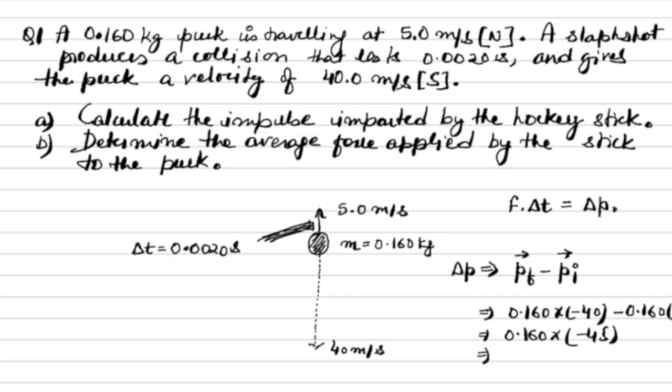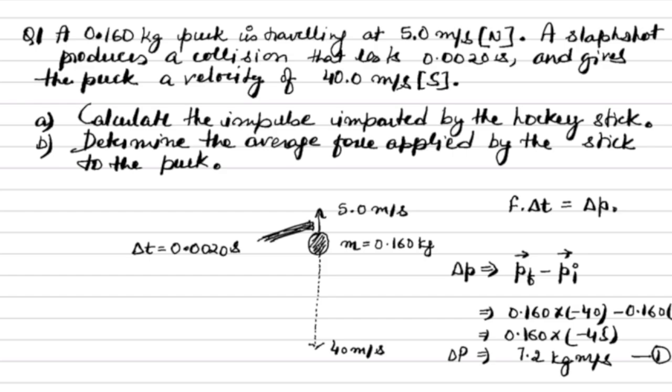And it'll come 0.160 multiplied by 45. Okay, 7.2. So 7.2 change in momentum, the units are kilogram meter per second. So that much change in momentum has happened. Okay, so this is what our first equation we were able to calculate.